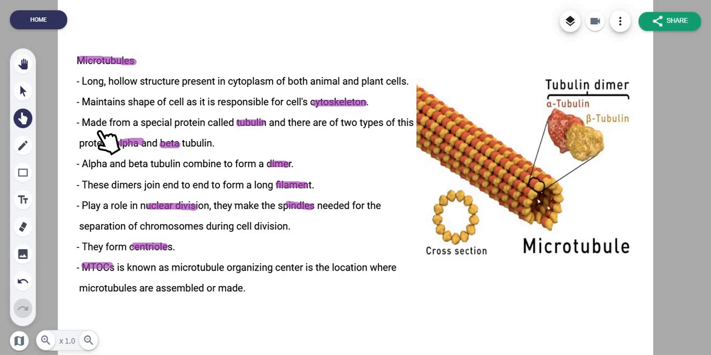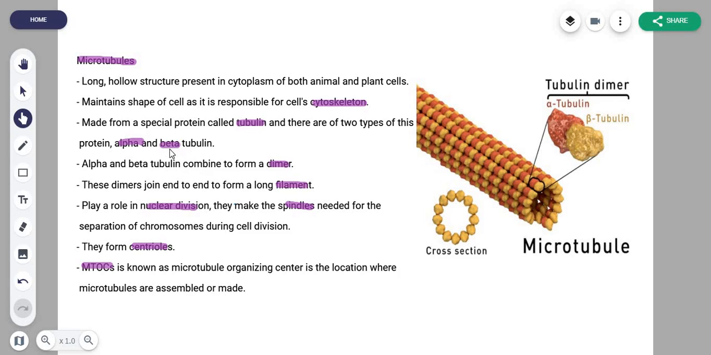It's made from a protein, and that protein is called tubulin. Tubulin is a type of protein that is responsible for making your microtubules, and there are 2 types of tubulin that make up your microtubules. First one being alpha, second one being beta tubulin. Alpha and beta tubulin, right?